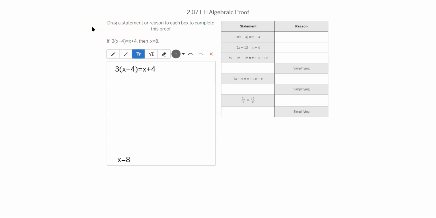Drag a statement or reason to each box to complete this proof. If 3x minus 4 equals x plus 4, then x equals 8. Notice the very first part of our statement was given. The next part of our statement, what did you do? That's what we want to look at. To go from here to here, what did you do?